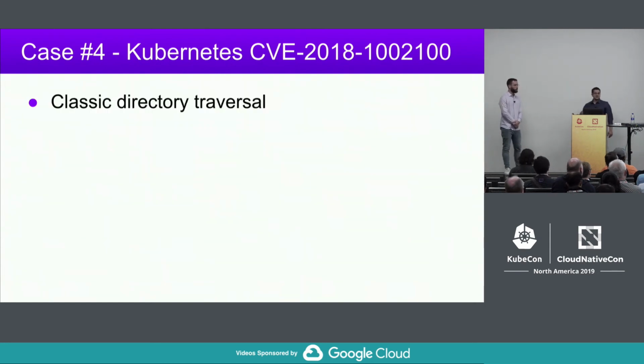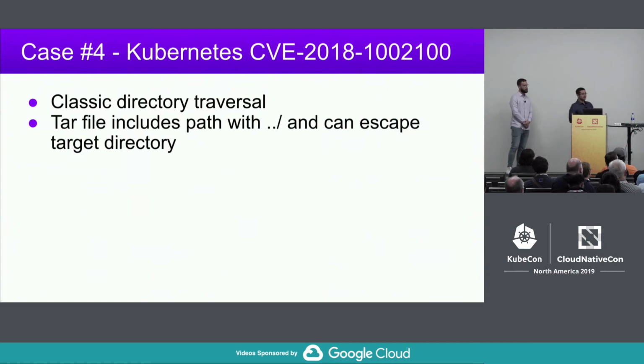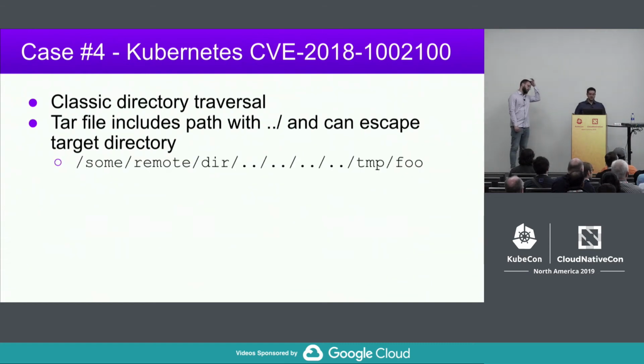So what is a path traversal? Basically, a tar file is just a list of files and directories. And if we have some file whose name has some .. characters inside it, when kubectl would take this file and try to create it on the host file system, it would follow this full path.